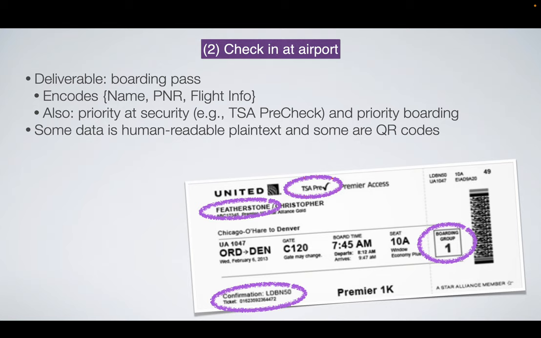Forget about databases. There's no database. They're literally only going to scan what's in that barcode, and it's going to show them on their little screen basically the information that's on the barcode. That's it. That we'll figure out later. That's the airline's problem when we board.